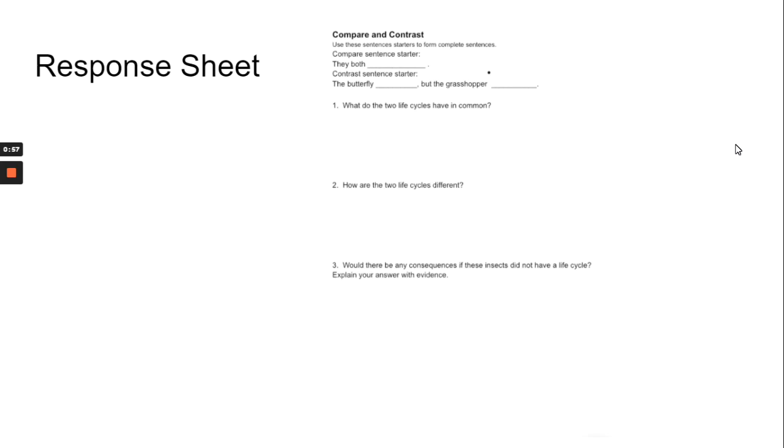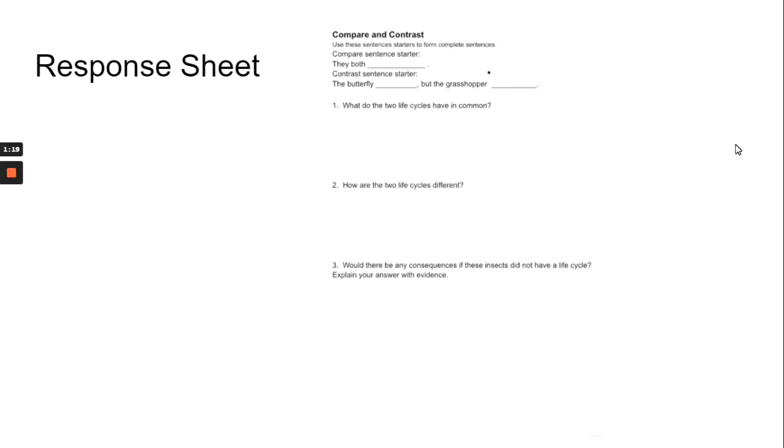Then finally, in question 3, would there be any consequences if these insects did not have a life cycle? Explain your answer with evidence. So here you're thinking about the fact that these insects have a cycle of life. And what would happen if it wasn't a cycle?